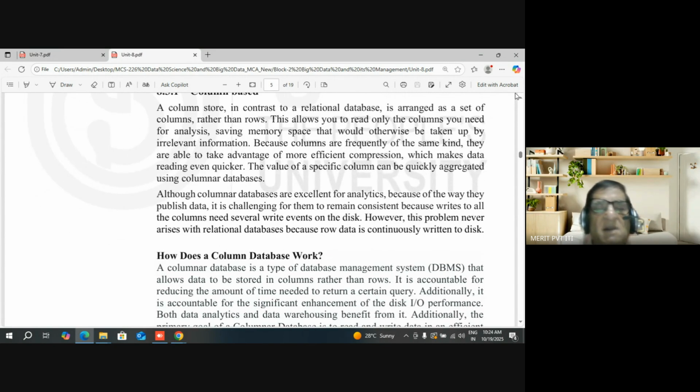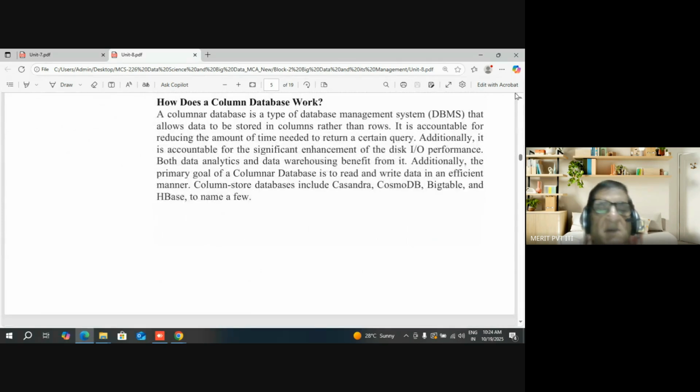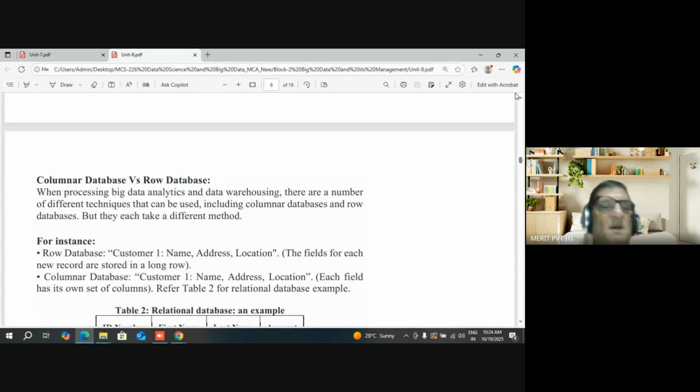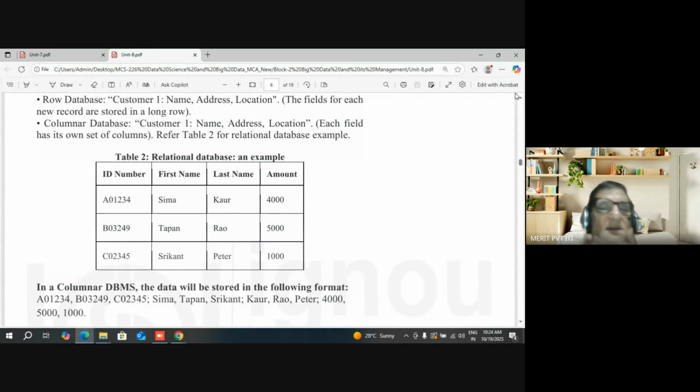How does a column database work? A columnar database is a type of database management system that allows data to be stored in columns rather than rows. So this is a column database, then column database versus row data, then processing big data analytics and all these things. The relational database example is this: ID number, first name, last name, amount.